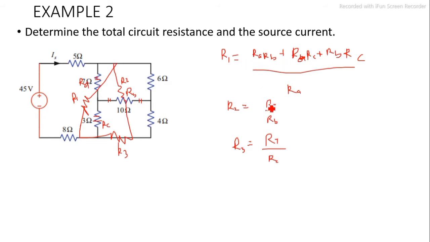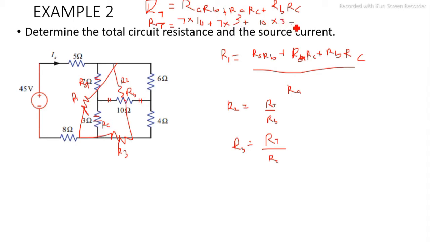So let's find our RT. I've changed my RT to be equal to RA RB plus RA RC plus RB RC. So now my RT will be equal to RA times RB. What's RA? 7. What's RB? 10. That's 7 times 10, plus RA times RC. What's RA? 7. What's RC? 3. That's 7 times 3, plus RB times RC. What's RB? 10. What's RC? 3. That's 10 times 3.